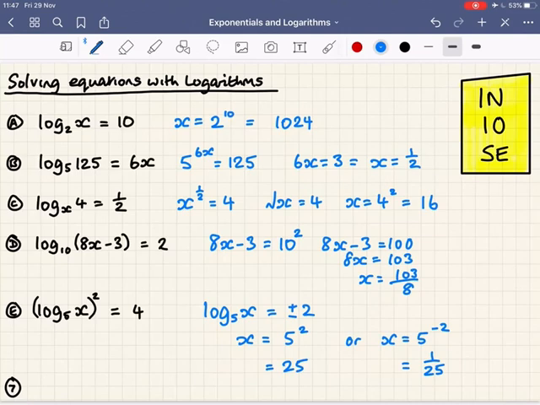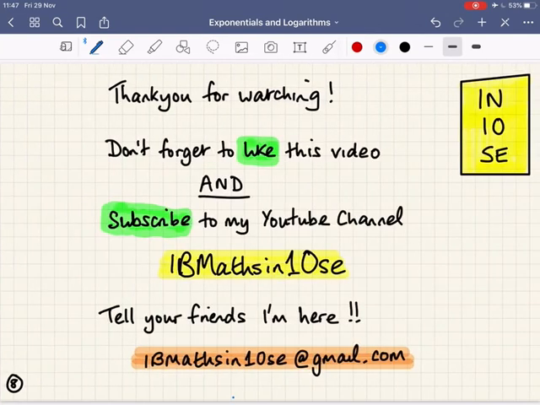So we've done lots of examples there. We whistled through, just giving you an introduction to how logs work. Hope that was clear. Hope you found that useful.